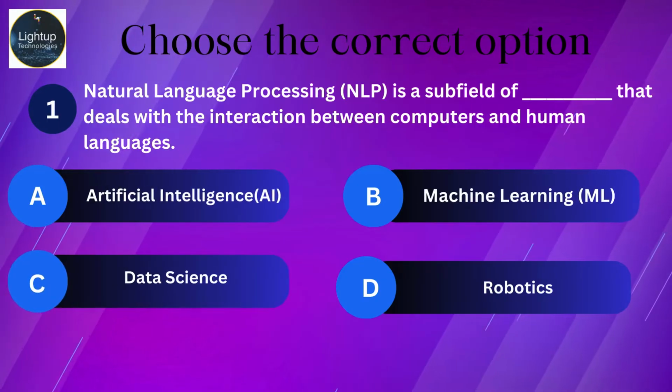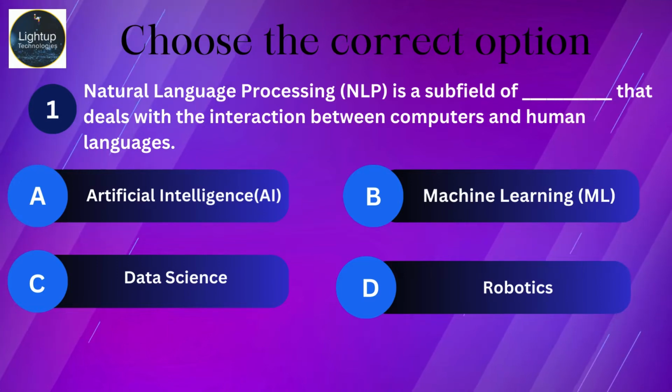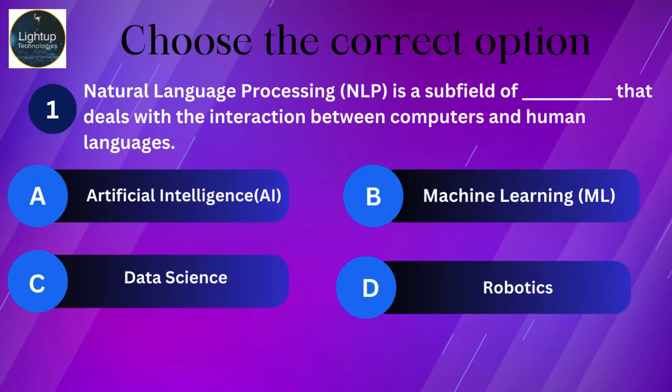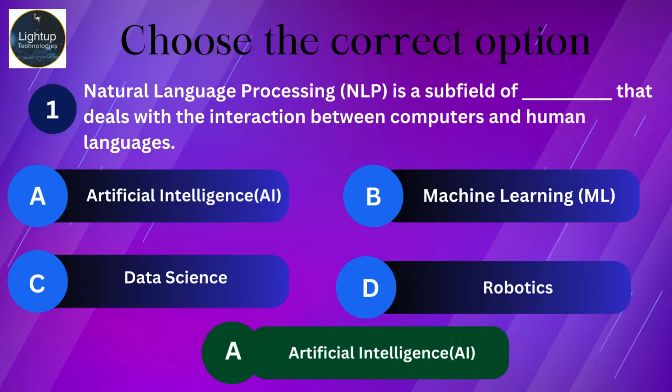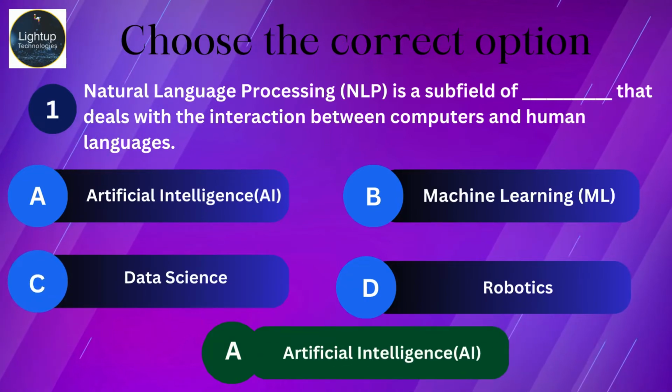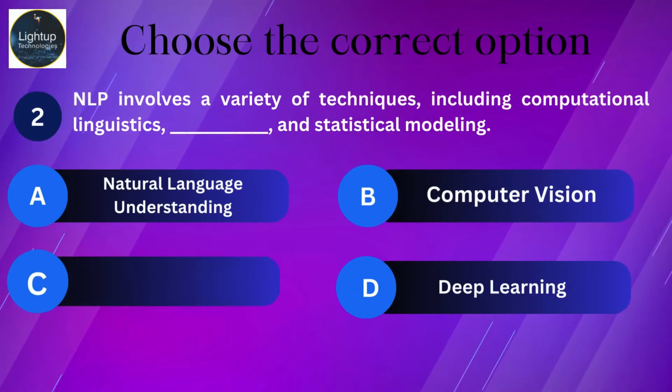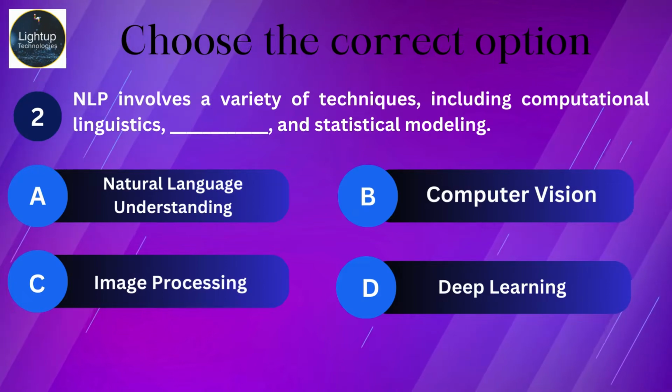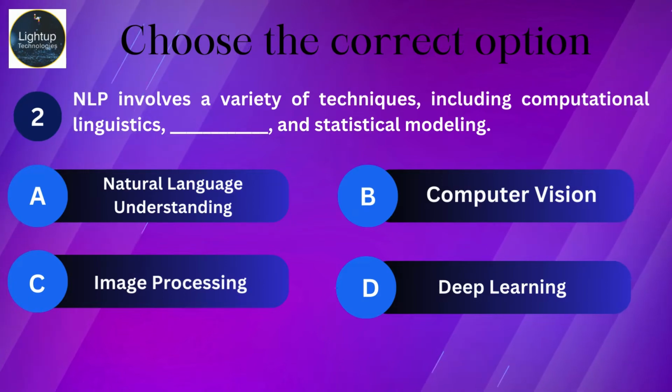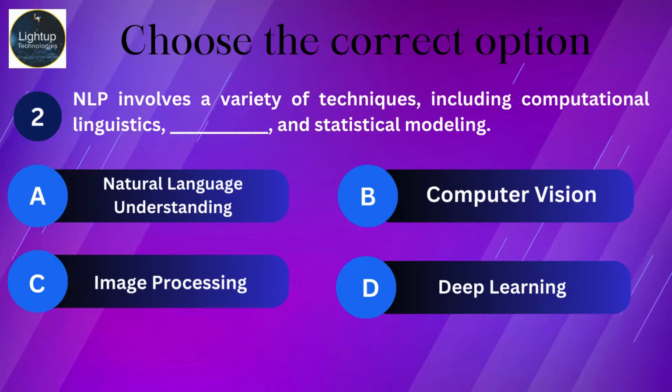Natural language processing, NLP, is a subfield of AI that deals with the interaction between computers and human languages. NLP involves a variety of techniques, including computational linguistics and statistical modeling.